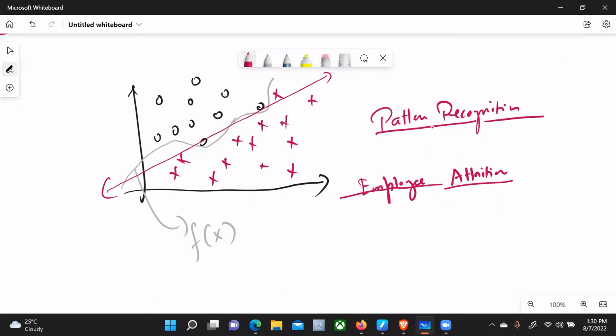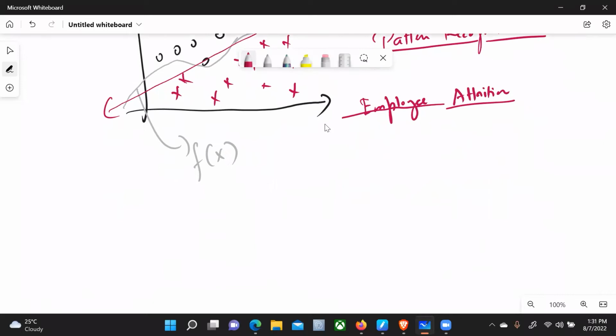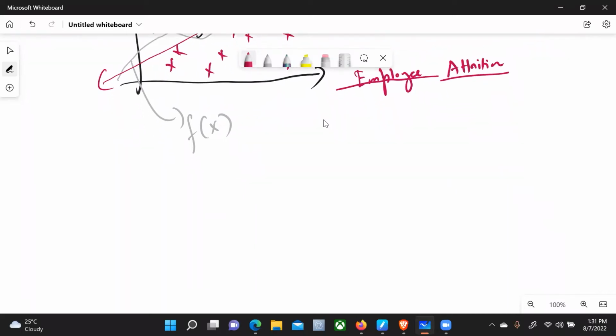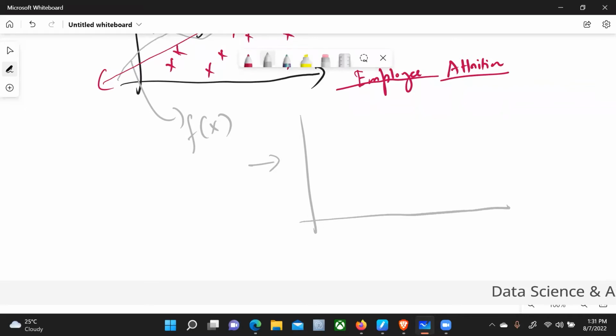Maybe there could be another scenario that could be useful for us and that we would like to think about. Maybe we can think about, let's say, there are tumors, right?